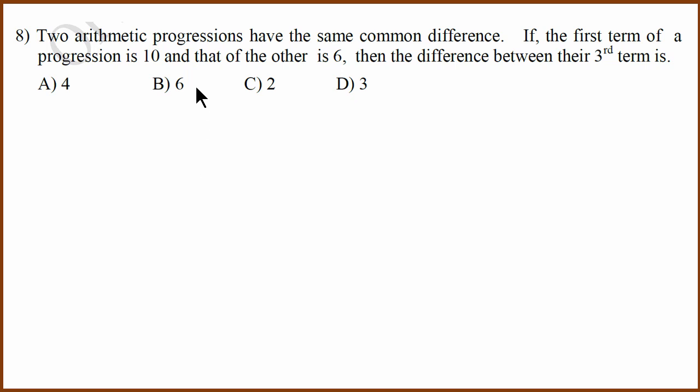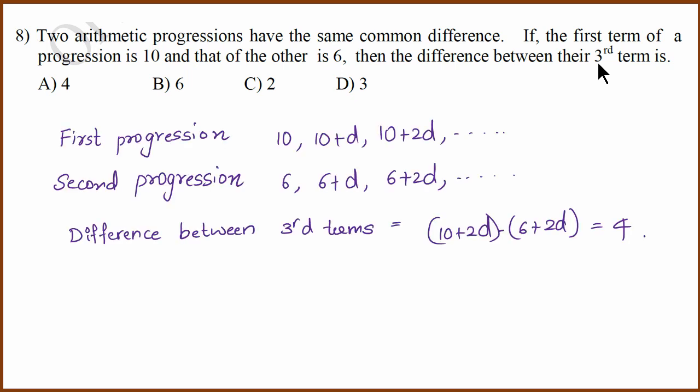An interesting question. Two arithmetic progressions have the same common difference. Let's say that this common difference is d. If the first term of the first progression is 10, and the first term of the second progression is 6, then what is the difference between the third terms? So let's write down, right? What is the first progression? The first progression, they've said the first term is 10.